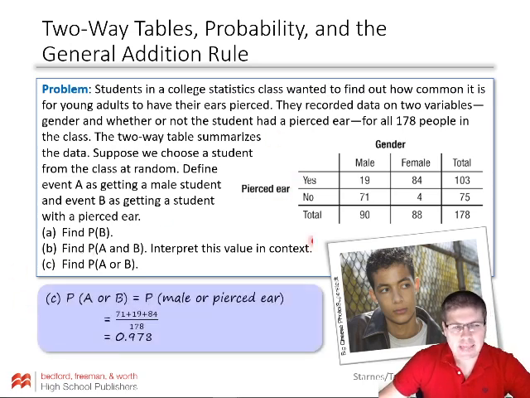In this case, we have that either they are male, which would include these 19 and those 71, so we see those numbers down here, and then it also includes the females with a pierced ear. So I want male or pierced ear. We could add those three numbers up, put them over 178, and that gives us our probability, a 97.8% chance, almost 98%. Basically, any but these four girls that don't have pierced ears. That's what this OR means: all of our males or people with pierced ears. So that's one way we could approach it.